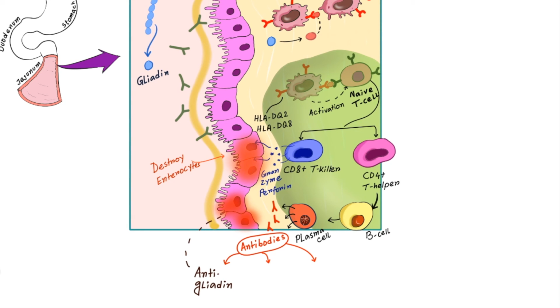Here I would like to mention that plasma cells not only produce anti-gliadin antibodies, they also produce antibodies like anti-endomysium antibodies and anti-tissue transglutaminase. So every time we eat food containing gliadin, there will be inflammation and destruction of the GIT lining mucosa.